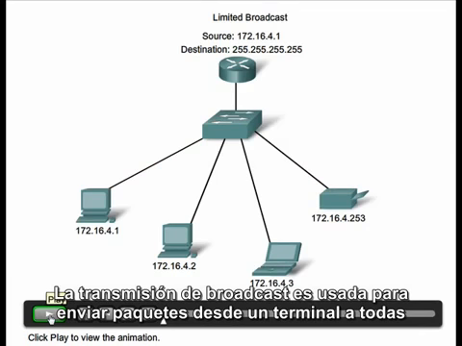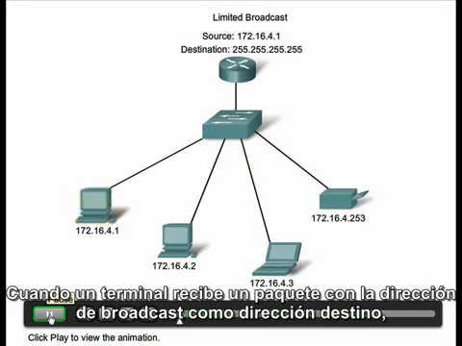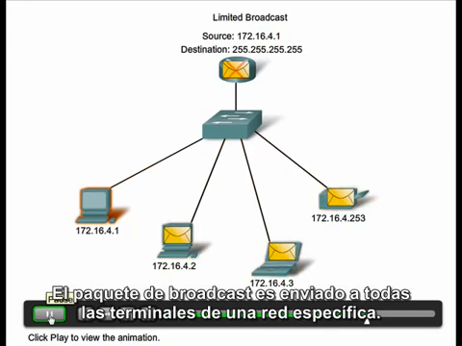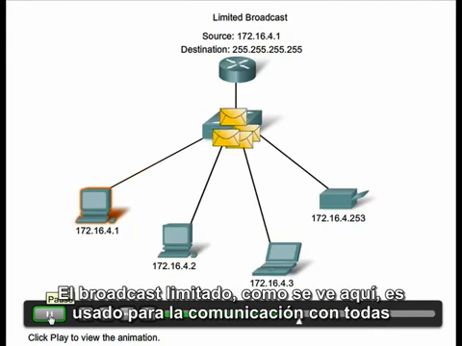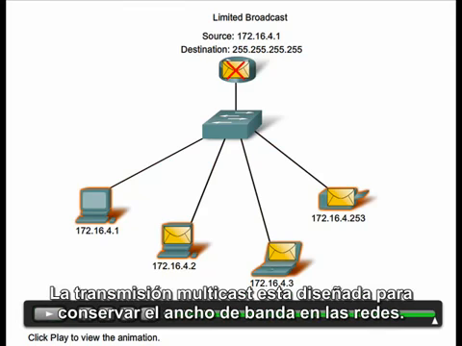Broadcast transmission is used to send packets from a host to all other hosts on a network. In this case, the packet contains a broadcast address as its destination address. When a host receives a packet with the broadcast address as the destination, it processes the packet as it would a packet to its unicast address. A directed broadcast is sent to all hosts on a specific network. The limited broadcast, as seen here, is used for communication with all hosts on the local network.